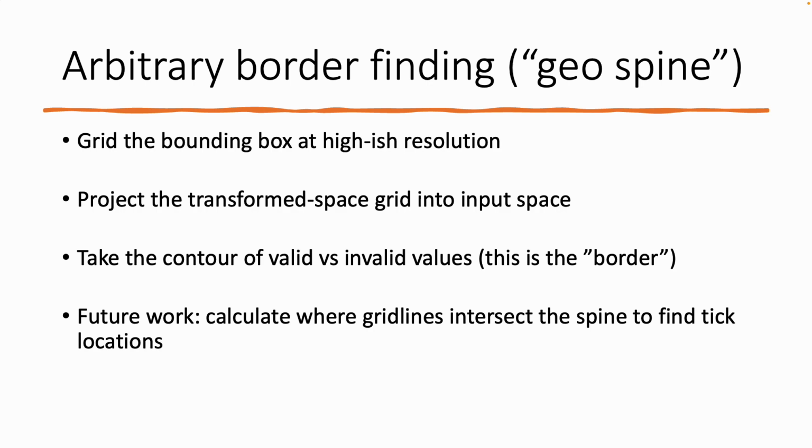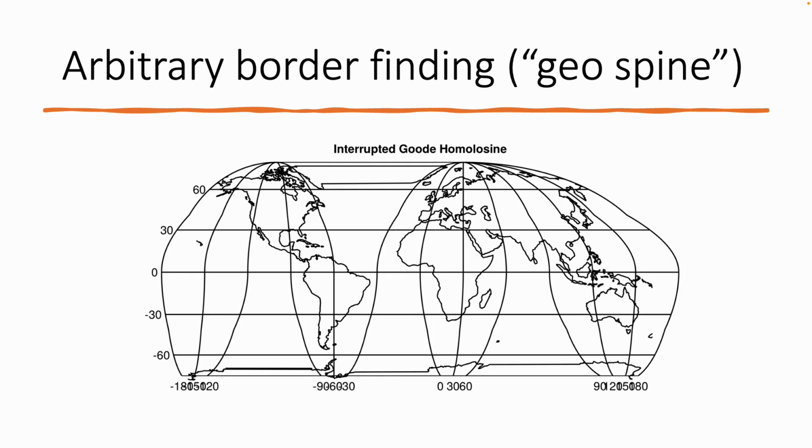So that's what I'm doing currently. But it's a very general method. So if you're just creating a figure which you don't really want to zoom in with, this will work fine. Some future work is to calculate where the grid lines intersect this spine, so that you can find where to put the ticks, so that they're laid out on the outside, where people can see them well.